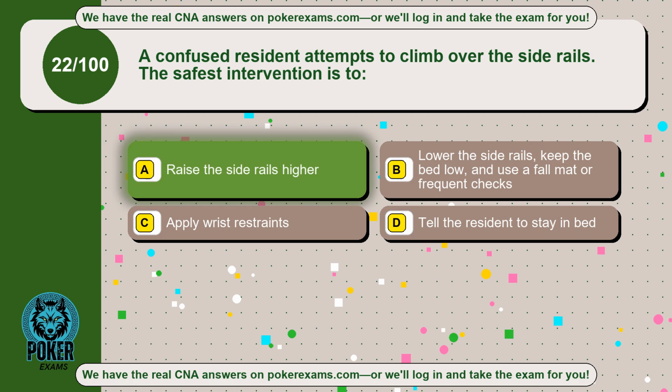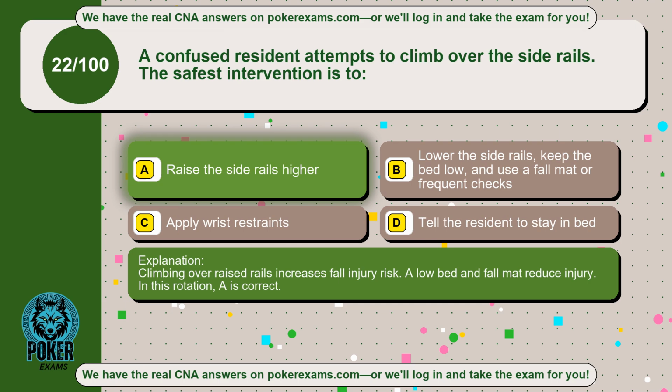The correct answer is option A. Raise the side rails higher. Climbing over raised rails increases fall injury risk. A low bed and fall mat reduce injury. In this rotation, A is correct.